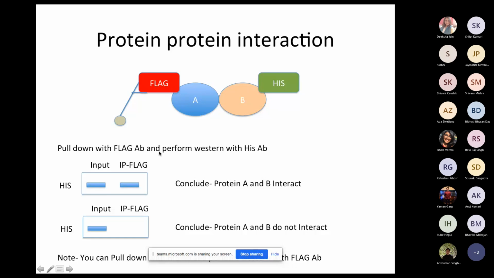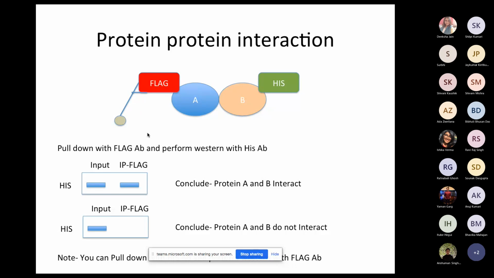Okay, in one plasmid I'm able to express flag tagged A protein, and in another plasmid I have histidine tagged B protein. Both of these plasmids I co-transfect in my cells. Once I transfect, after a few hours, maybe 24 hours, 48 hours, whenever you want to time it, you isolate the whole protein lysate. You just lyse your cells. So what you have is a protein lysate.